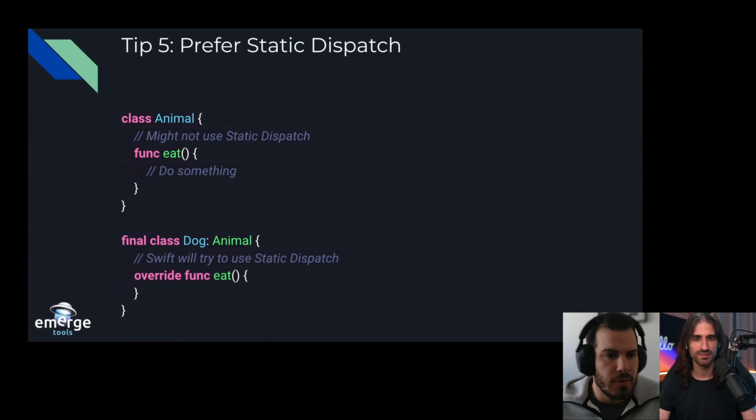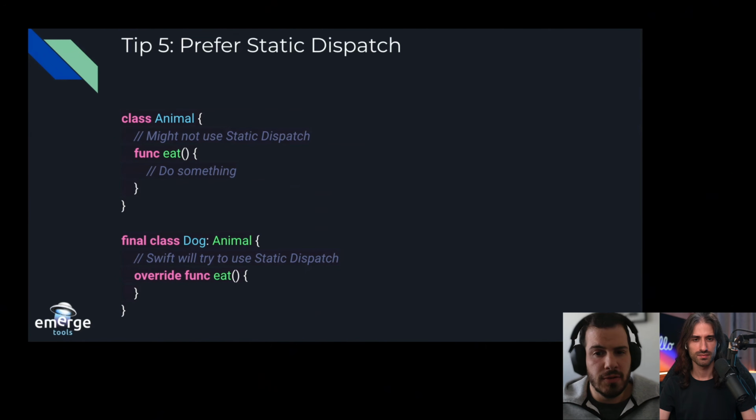There are many scenarios where Swift will prefer using static dispatch. The first of them is when we are dealing with value types, for example a struct or an enum, because we are not going to have a different implementation of these. So in these scenarios, Swift will always try to use static dispatch. But when we are working with classes or protocols, this might not be the case.